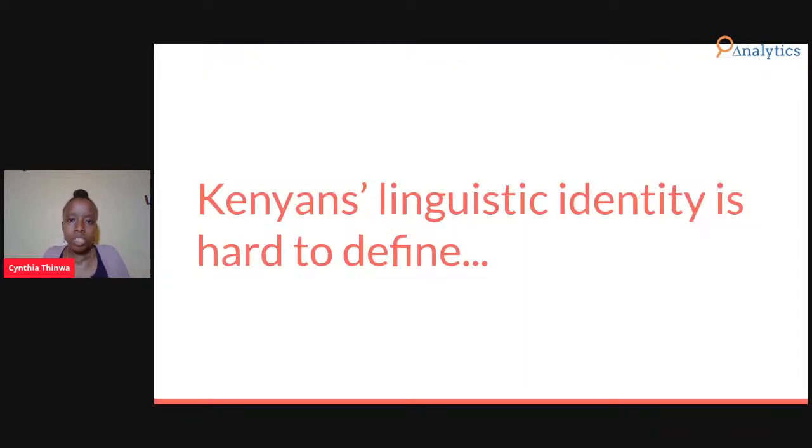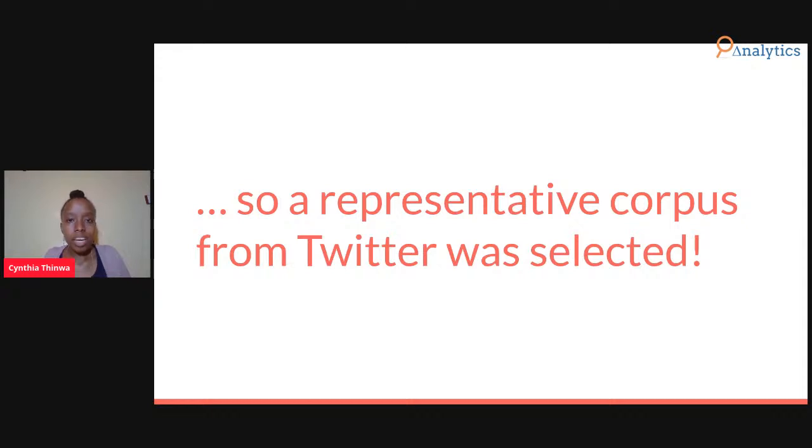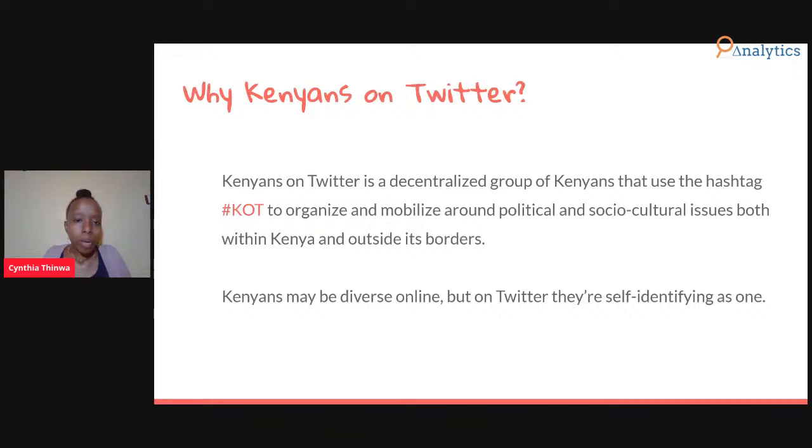And we just want to remind ourselves of the problem that Kenyans' linguistic identity is hard to define. So because of this, a representative corpus from Twitter was selected. So why did we select this corpus, Kenyans on Twitter? Kenyans on Twitter is a decentralized group of Kenyans that use the hashtag KOT to organize and mobilize around political and sociocultural issues, both within Kenya and outside its borders. So Kenyans may be diverse online and offline, but on Twitter, they typically self-identify as one.